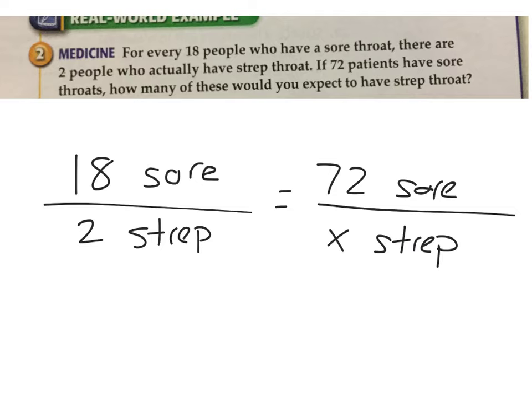Now what am I left with? A fraction equal to a fraction. How do we solve that? Cross multiply and set those 2 things equal. 18 times x is 18x. 72 times 2? 144.